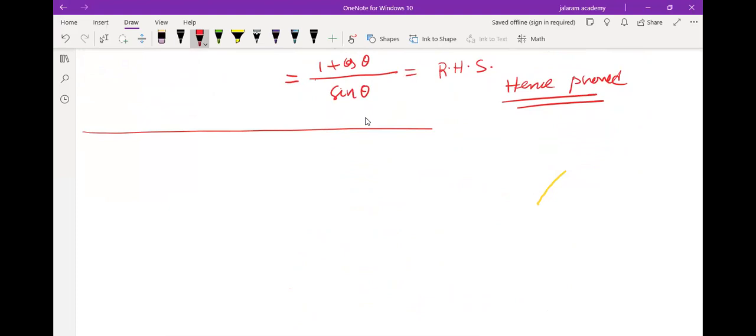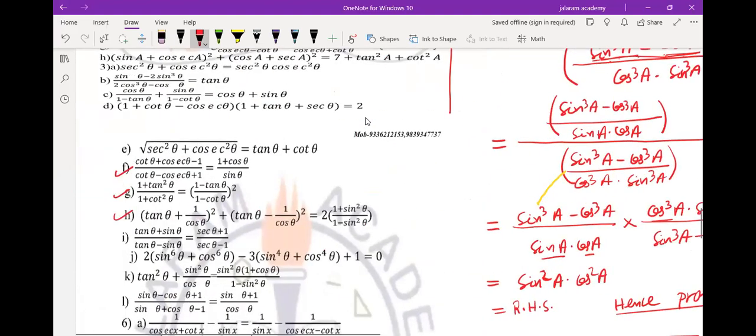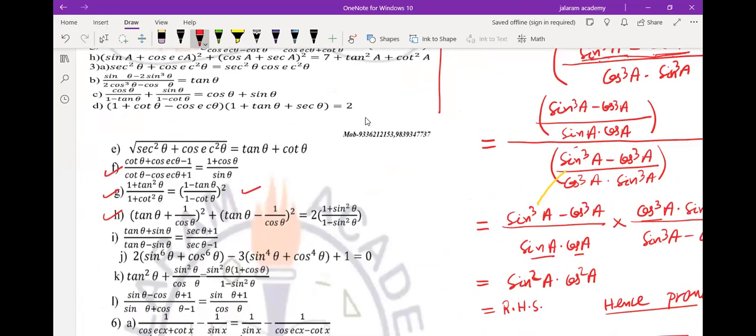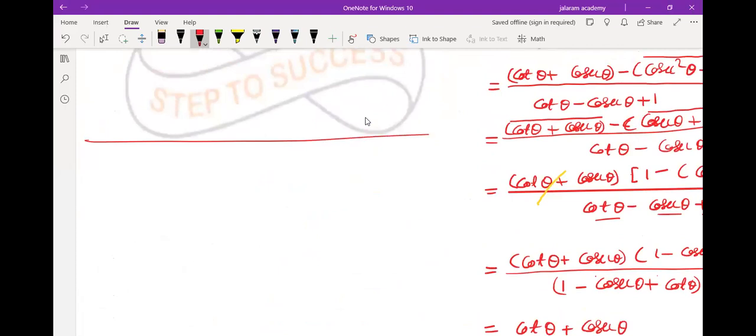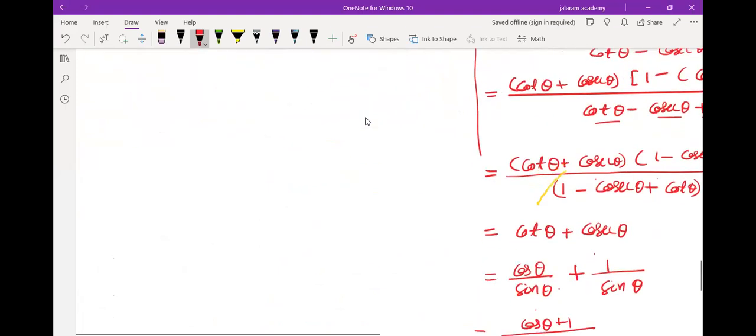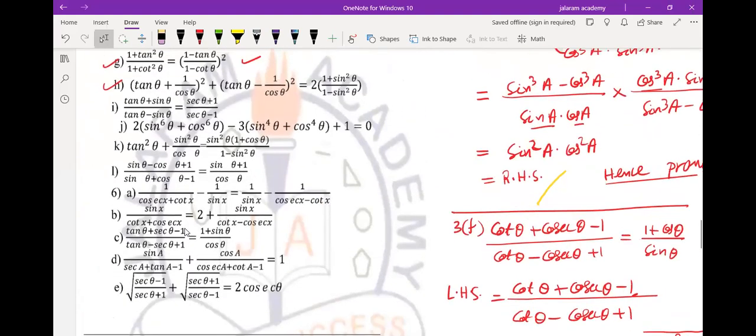So after this, the next doubt is question number 3G. Question number 3G.